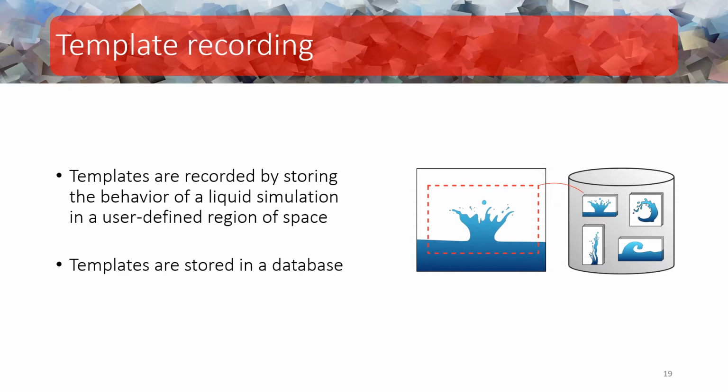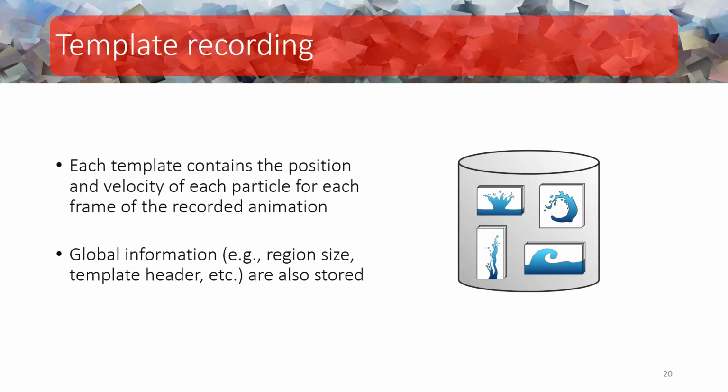Each template stores the behavior of a liquid simulation in a user-defined region of space. Once recorded, templates are stored in a database. During the recording process and for each frame, the position and the velocity of each particle located in the recorded area are stored. Global information, such as the region size or the template duration, are also stored.